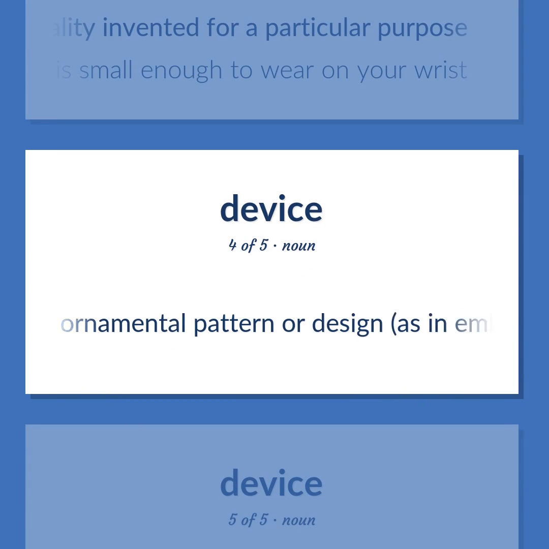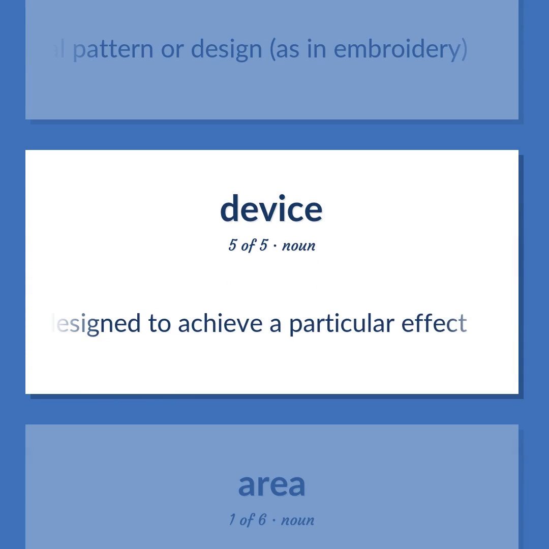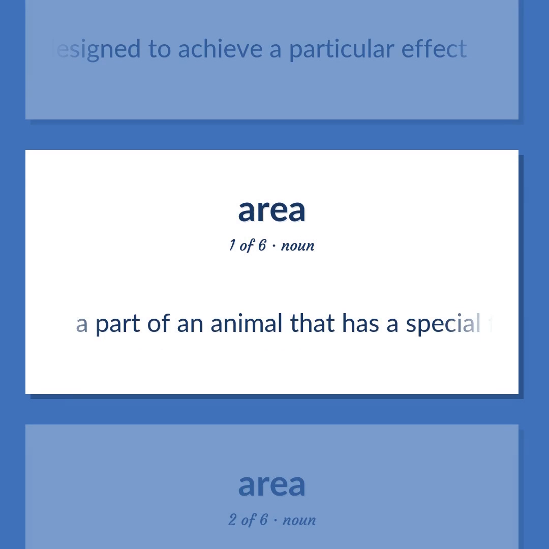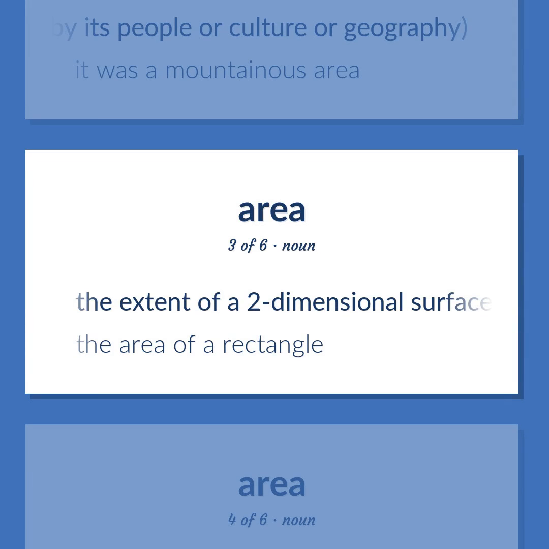Any ornamental pattern or design, as in embroidery. Something in an artistic work designed to achieve a particular effect. A part of an animal that has a special function or is supplied by a given artery or nerve. A particular geographical region of indefinite boundary, usually serving some special purpose or distinguished by its people or culture or geography. It was a mountainous area. The extent of a two-dimensional surface enclosed within a boundary. The area of a rectangle.